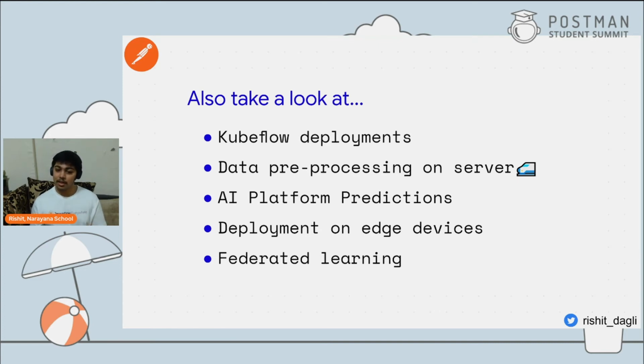And you are essentially offloading all of your pre-processing work to the server. You can also take a look at AI Platform Predictions, which is just a wrapper around TensorFlow Serving, what we took a look at today. And because we were talking about deployments, not entirely related to building APIs, if you're interested in machine learning deployments, you could also take a look at deploying on edge devices, running your machine learning model on a mobile phone, and federated learning.